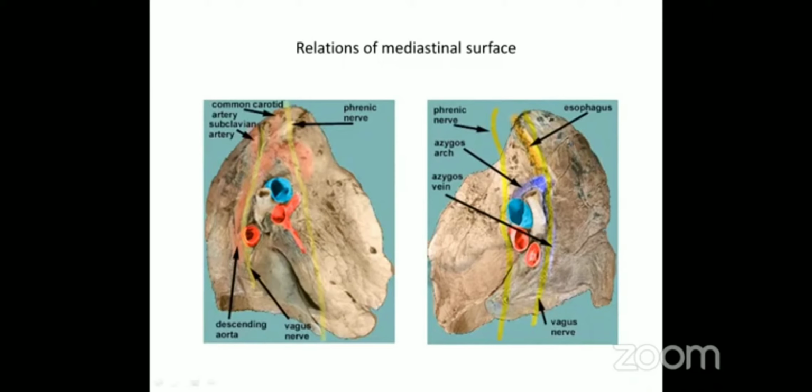In this diagram you can also see the structures in the hilum. As we already discussed, the pulmonary vein is shown red because it is carrying oxygenated blood. Anterior most and inferior most is the vein, then there is the artery, and this is the bronchus having the thick wall. So these are the relations of the mediastinal surface.